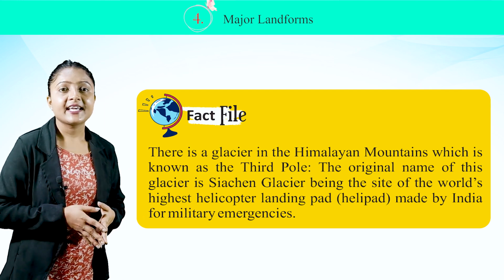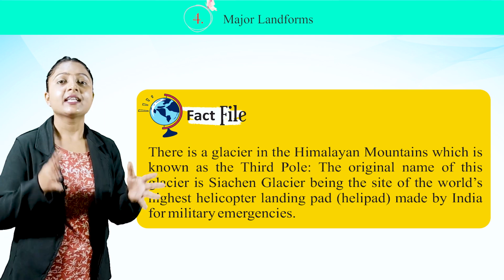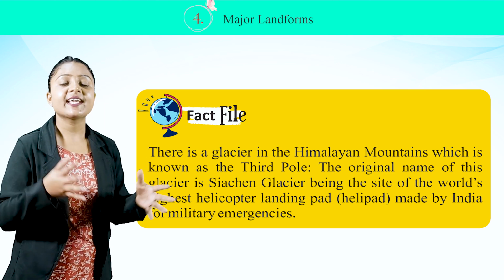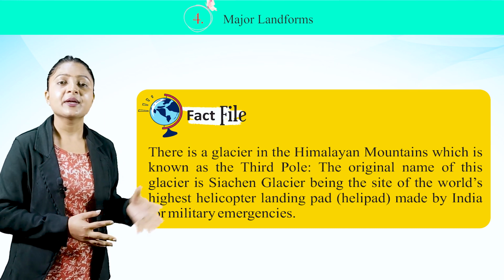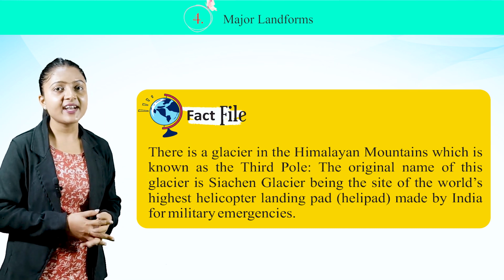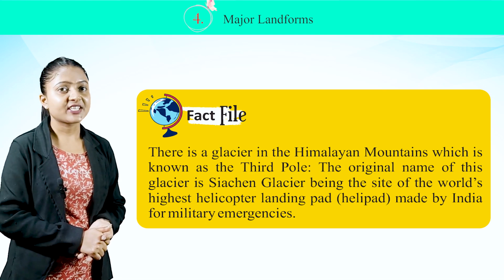Fact file. There is a glacier in the Himalayan mountains which is known as the third pole. The original name of this glacier is Siachen Glacier, being the site of the world's highest helicopter landing pad, helipad, made by India for military emergencies.